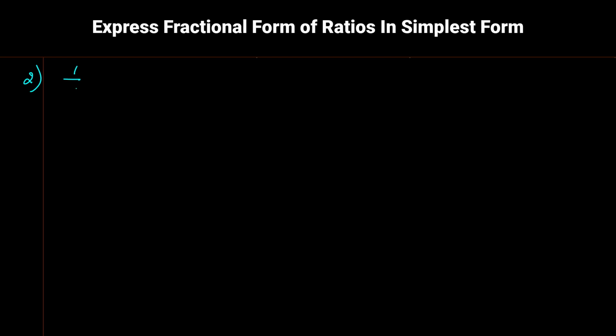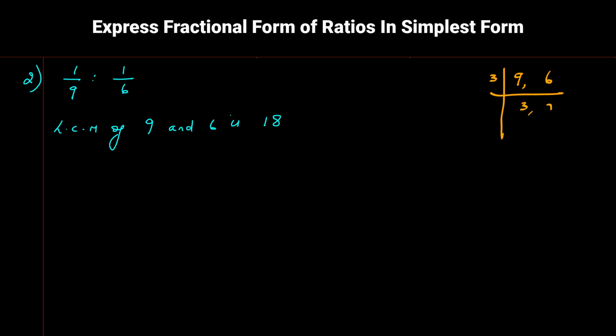Let's move on to the second sum. We have 1 by 9 is to 1 by 6. So we calculate the LCM of 9 and 6. The LCM of 9 and 6 is 18. In case you're not sure, please calculate the LCM. The common factor that divides 9 and 6 is 3. So 3 3s are 9, 3 2s are 6, 3 1s are 3, 2. We have 1. So LCM is 3 3s are 9, 9 2s are 18.